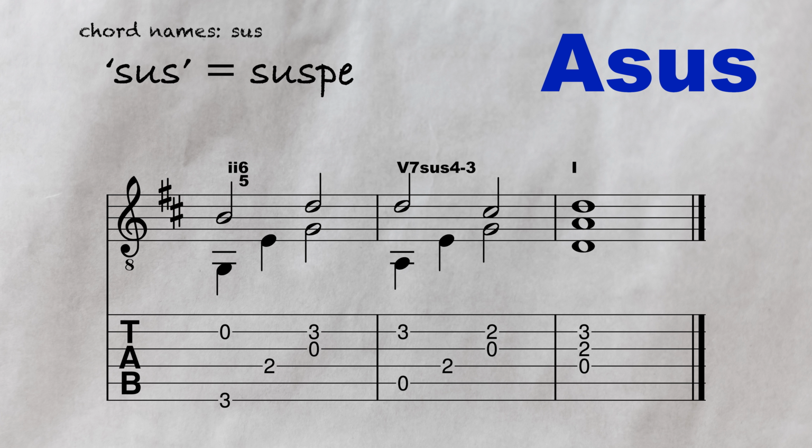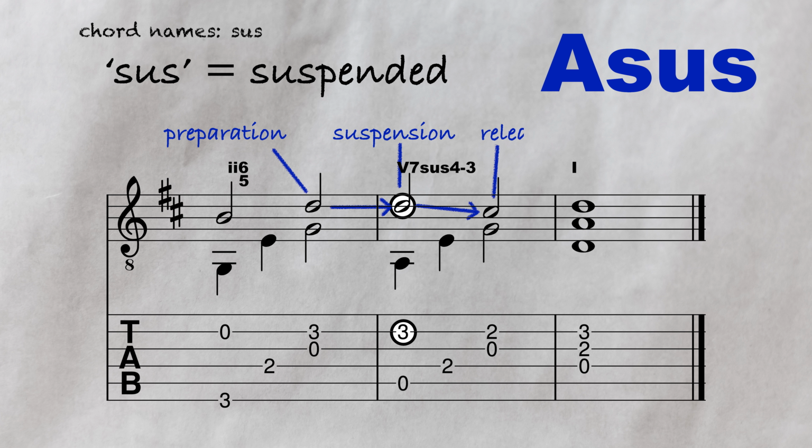Sus means suspended. Historically, the suspended tone would be prepared by the previous chord, and then when the next note in that voice should move to the next chord tone a step lower, the previous note is instead held over into the next chord before then resolving.